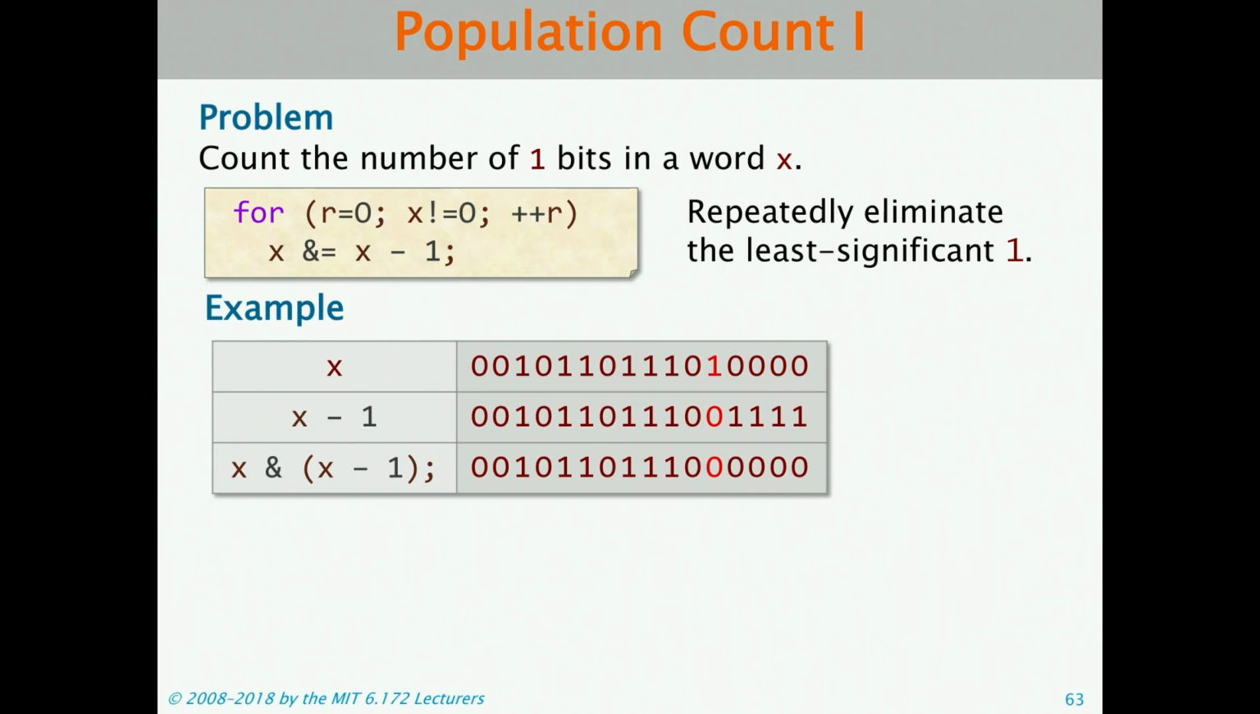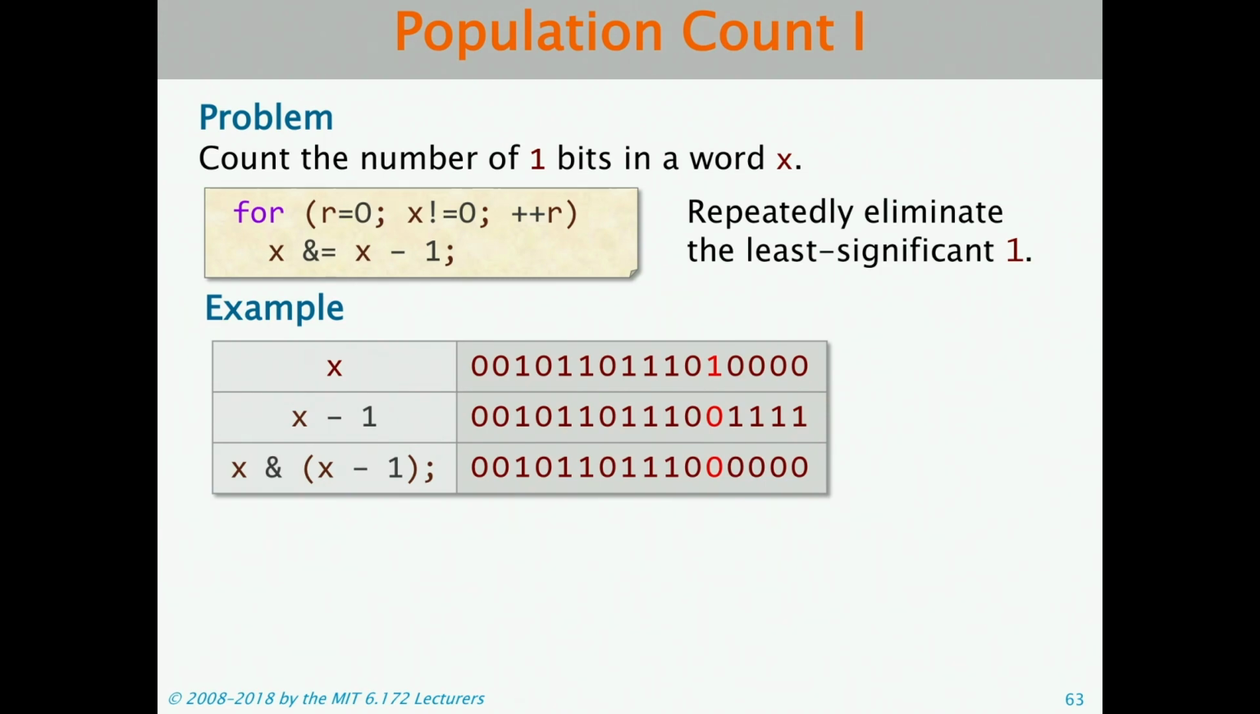So x ANDed with x minus 1 is just going to get rid of the least significant 1 bit. And then we repeat this process until x becomes 0. In that case, we've already eliminated all the 1s, and we know the answer, which is stored in r. Questions?